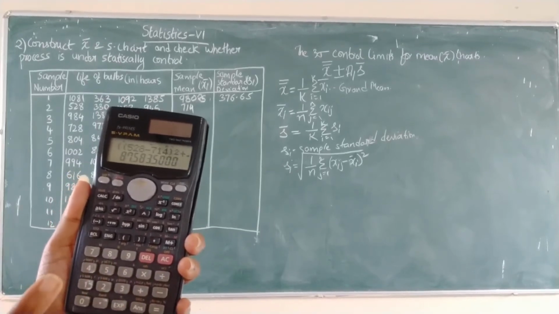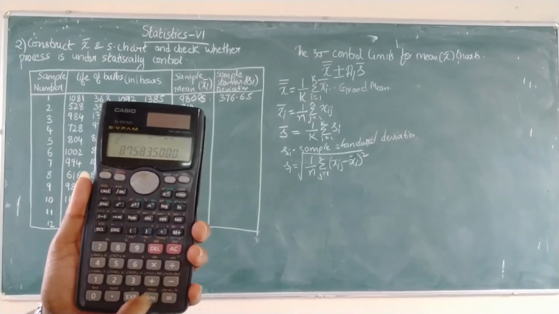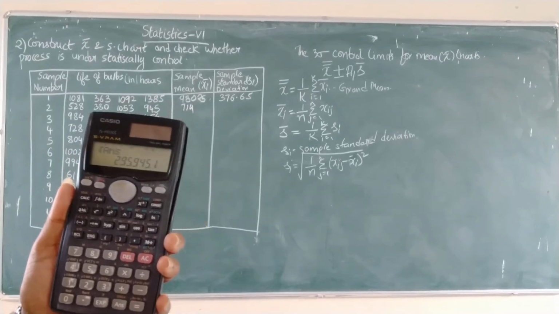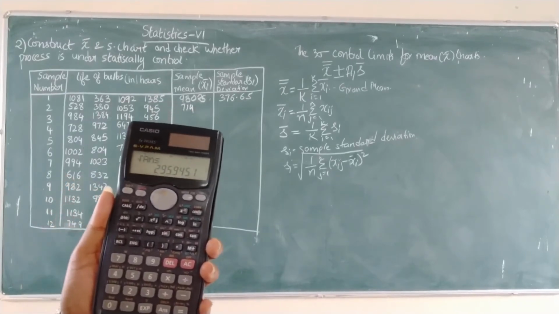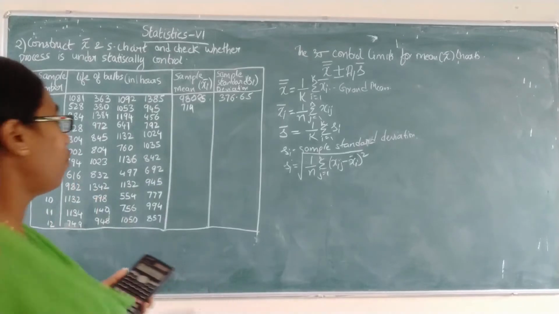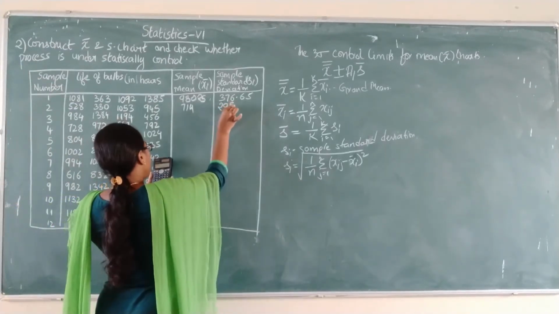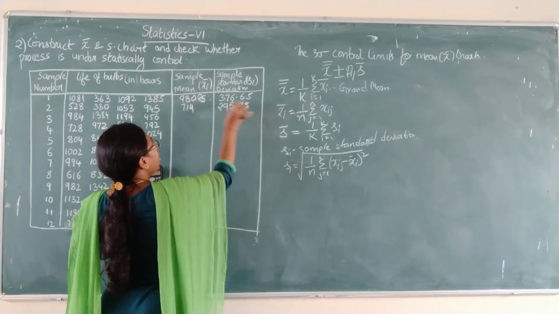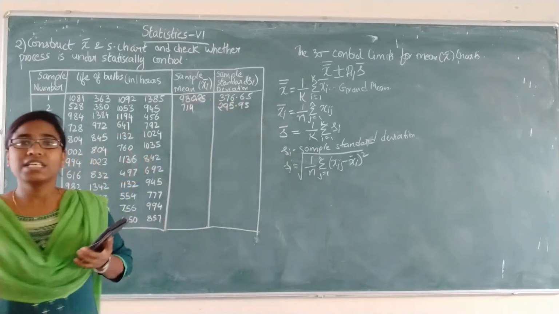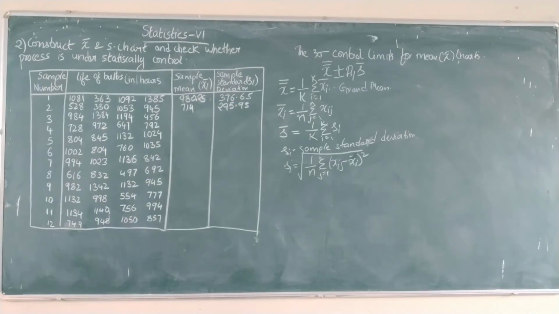You will get the under root value. For this, find the square root of the answer. You will get the second answer as 295.945. So I am rounding off to two digits, so I will get 295.95. So this is the finding of the sample mean and sample standard deviation.